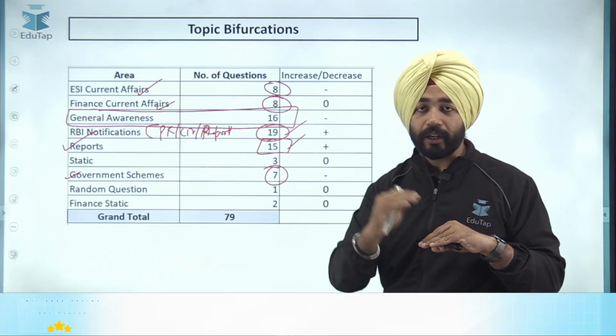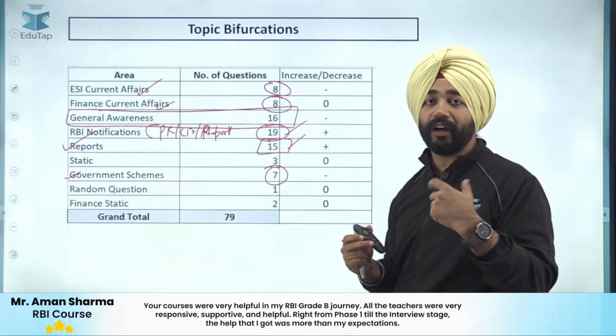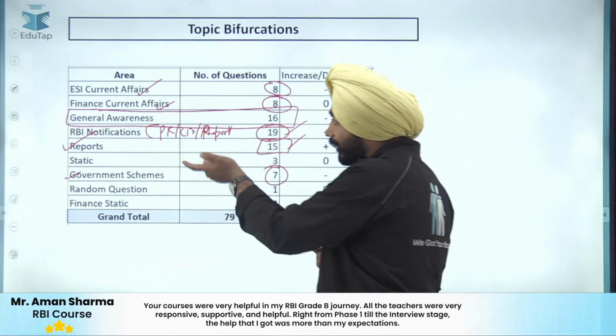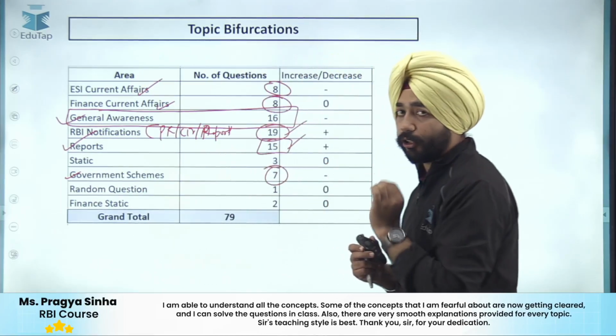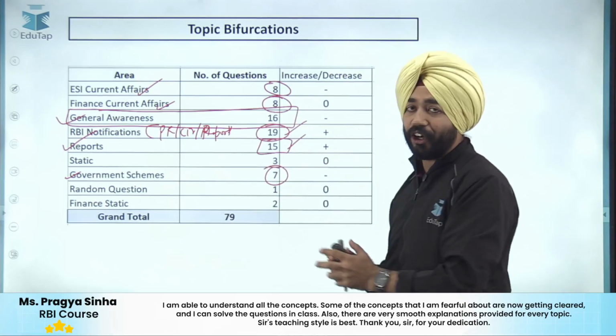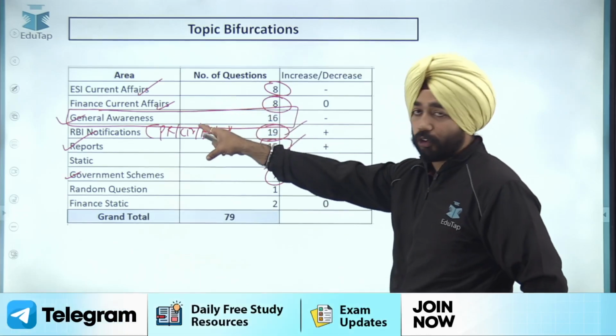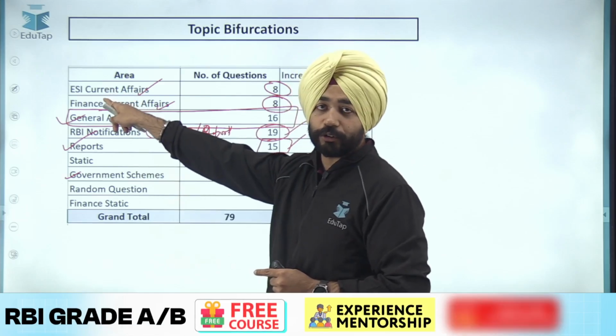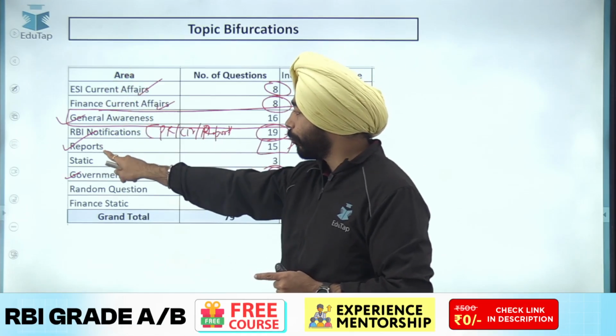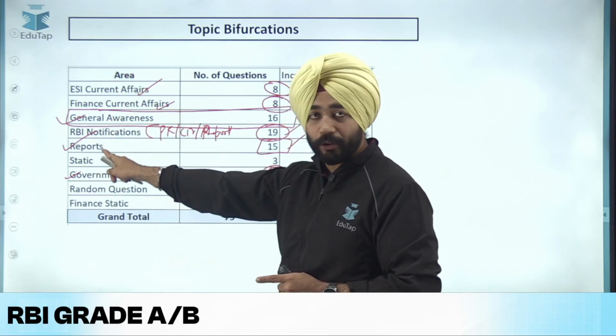In 2023, there was a dip here. We were expecting that this might be a 1 year trend, but no. If you look at the examination of 2024 also, general awareness questions are deteriorating, which means if you are starting your preparation, guys, you must focus on the topics which are relevant to both phase 1 and phase 2: economic and social issues current affairs, finance current affairs, reports, government schemes, RBI notifications.